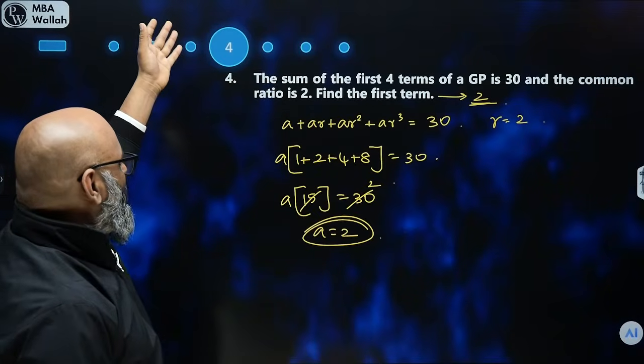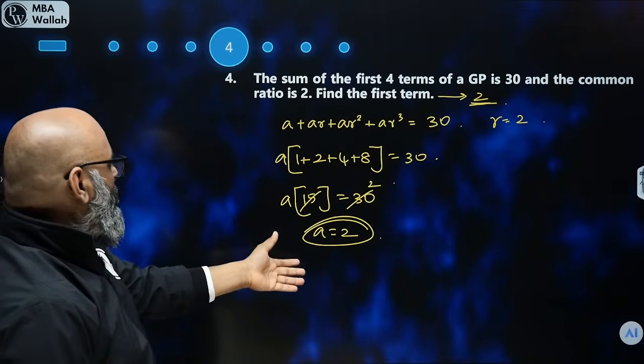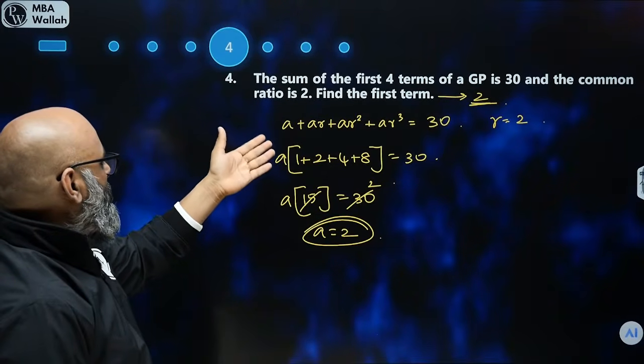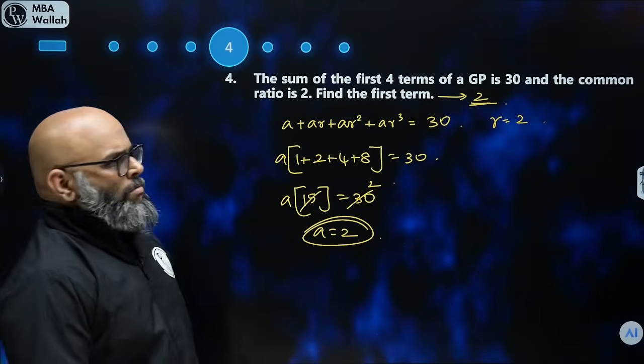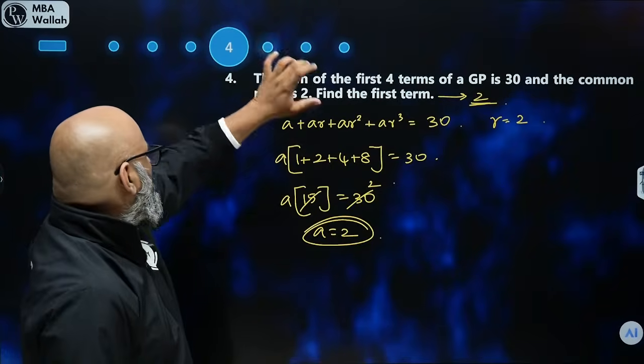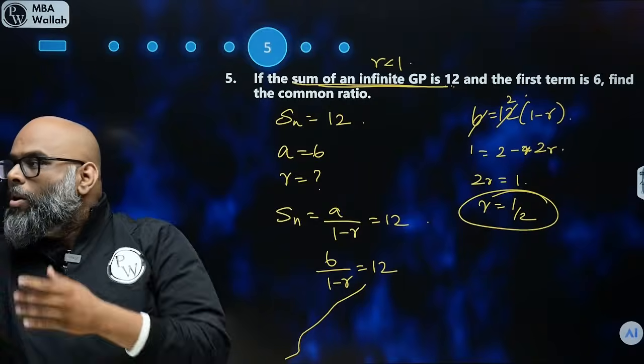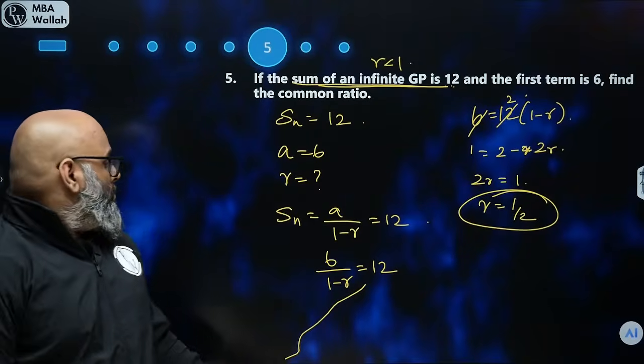Sum of first 4 terms. So it will be A equal to 2 and then R is 2. 2 plus 4 plus 8 plus 16. Yes, correct. R is equal to 2. R cannot be 4. Clear? So we'll do the fifth one now. Fifth one's done.